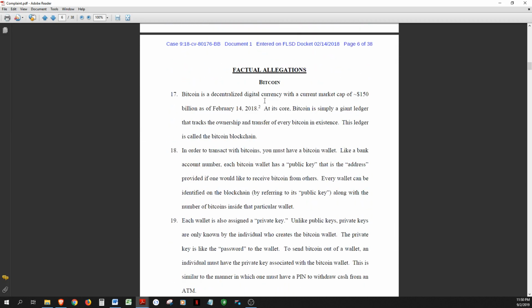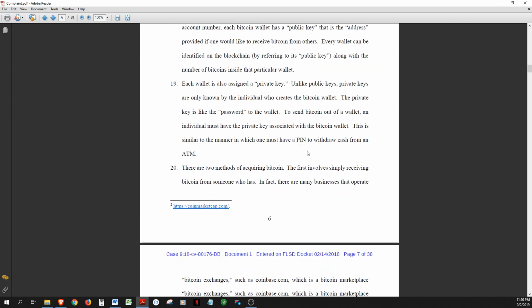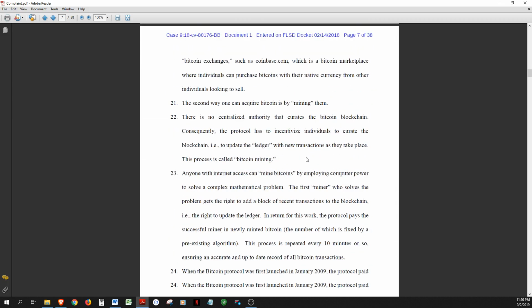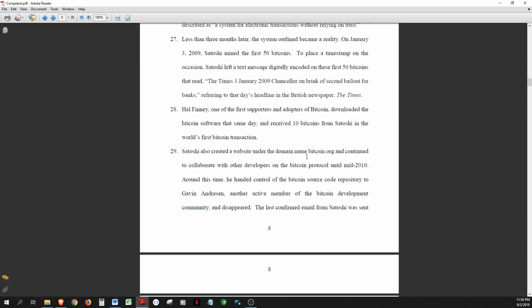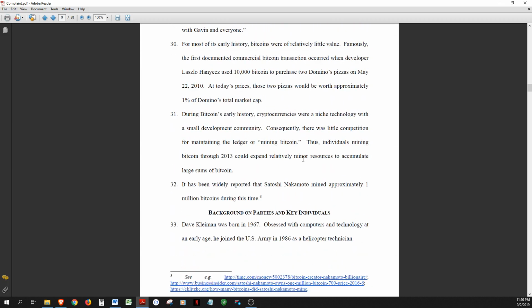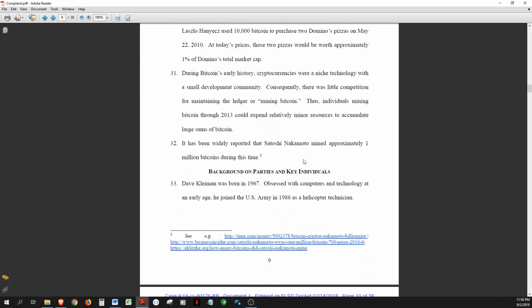All right, factual allegations. Let me give you a brief. So Bitcoin, you all know how proof of work works. You can get them either by mining or buying them on an exchange. History of Bitcoin. If you haven't read the white paper, you're already behind this game. You should probably read the Bitcoin white paper.